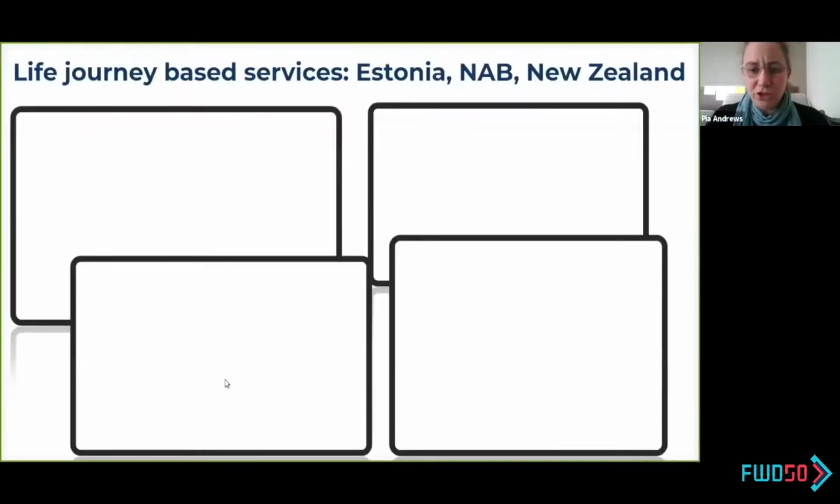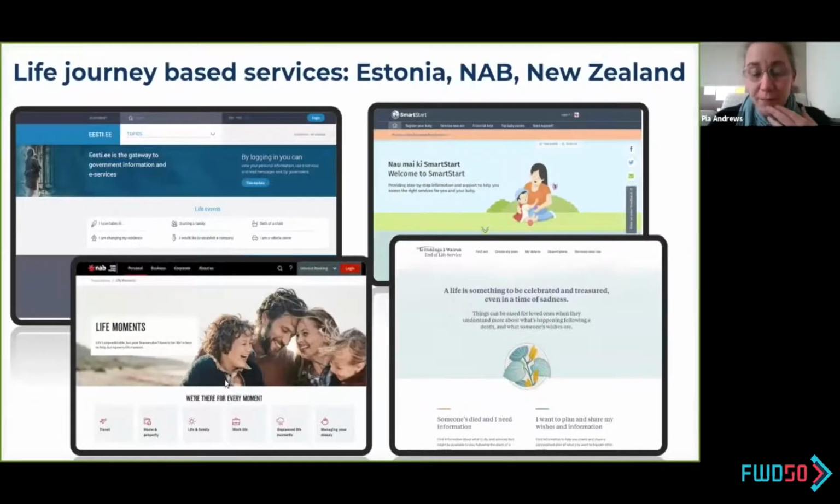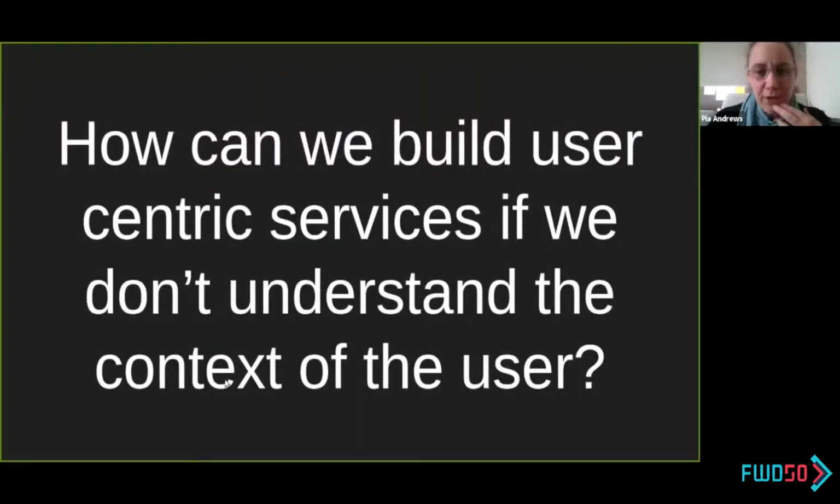And the final thing I want to share is just about life journey mapping. We want to really pose that question. How can you build user-centric services if you don't actually understand the context of the user? Mapping how they interact with a single transaction or a single service or a single department or even a single government or a single anything is missing something, is missing the broader context, is missing opportunities for not just how do we do with you or to you what we need, but rather how can we help you?